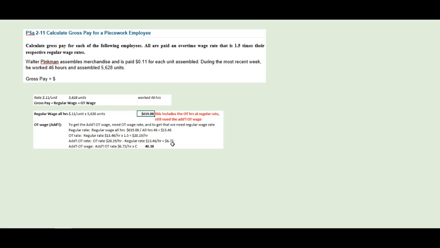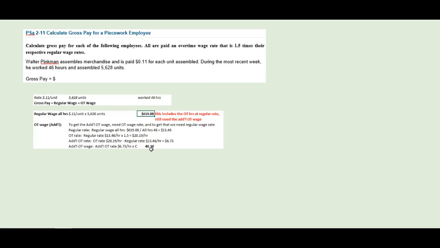$6.73. So there are 6 hours of overtime. 6 hours of overtime times $6.73 gets you $40.38. And now we have the overtime wage. This is the additional overtime wage.